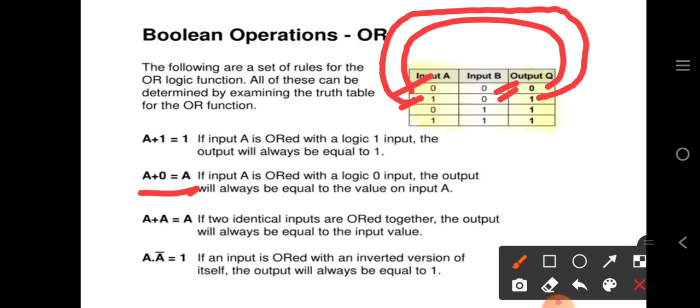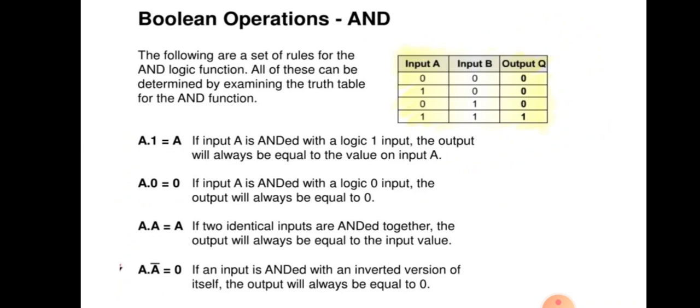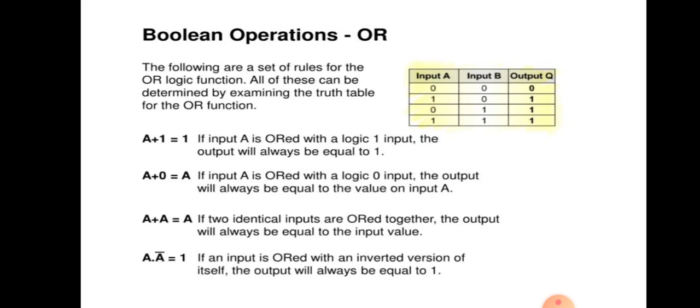You can just remember these four rules. No need to always use this truth table. This is just to satisfy the conditions or to understand the concept. So just remember these four rules of the AND gate and four rules of the OR gate.